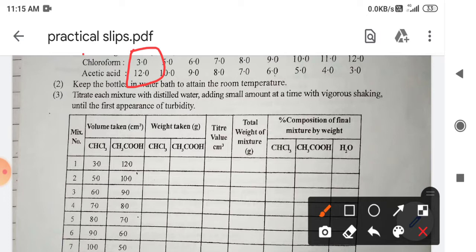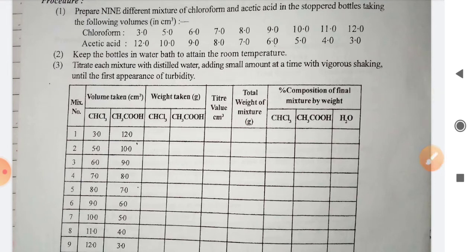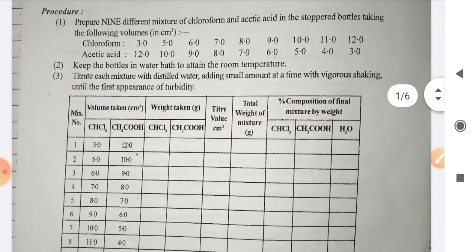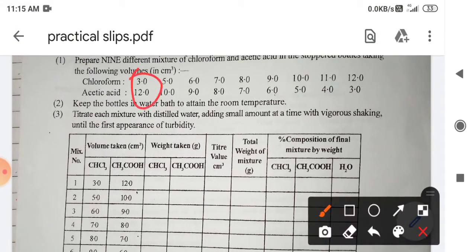Once we have prepared these 9 mixtures, keep the bottles in the water bath so as to attain room temperature. Then titrate each mixture with distilled water, adding a small amount at a time. Once we get turbidity in the solution, we can say that the end point has occurred in the given mixture. Initially, when we mix chloroform and acetic acid together, we have a clear solution; they form a homogeneous pair of liquids. So there is no turbidity in the given solution.